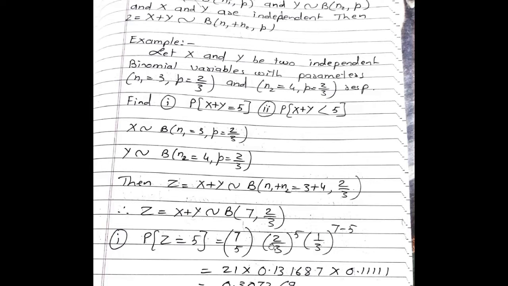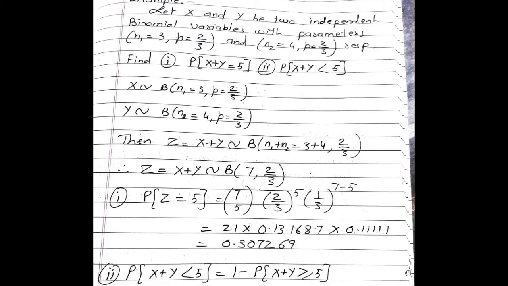2 by 3, that is 0.67, raised to 5 can be considered as 0.131687 into 0.3333 raised to 2, which can be considered as 0.11111. So the value becomes 0.307269. Now the second part, we want probability X plus Y less than 5.